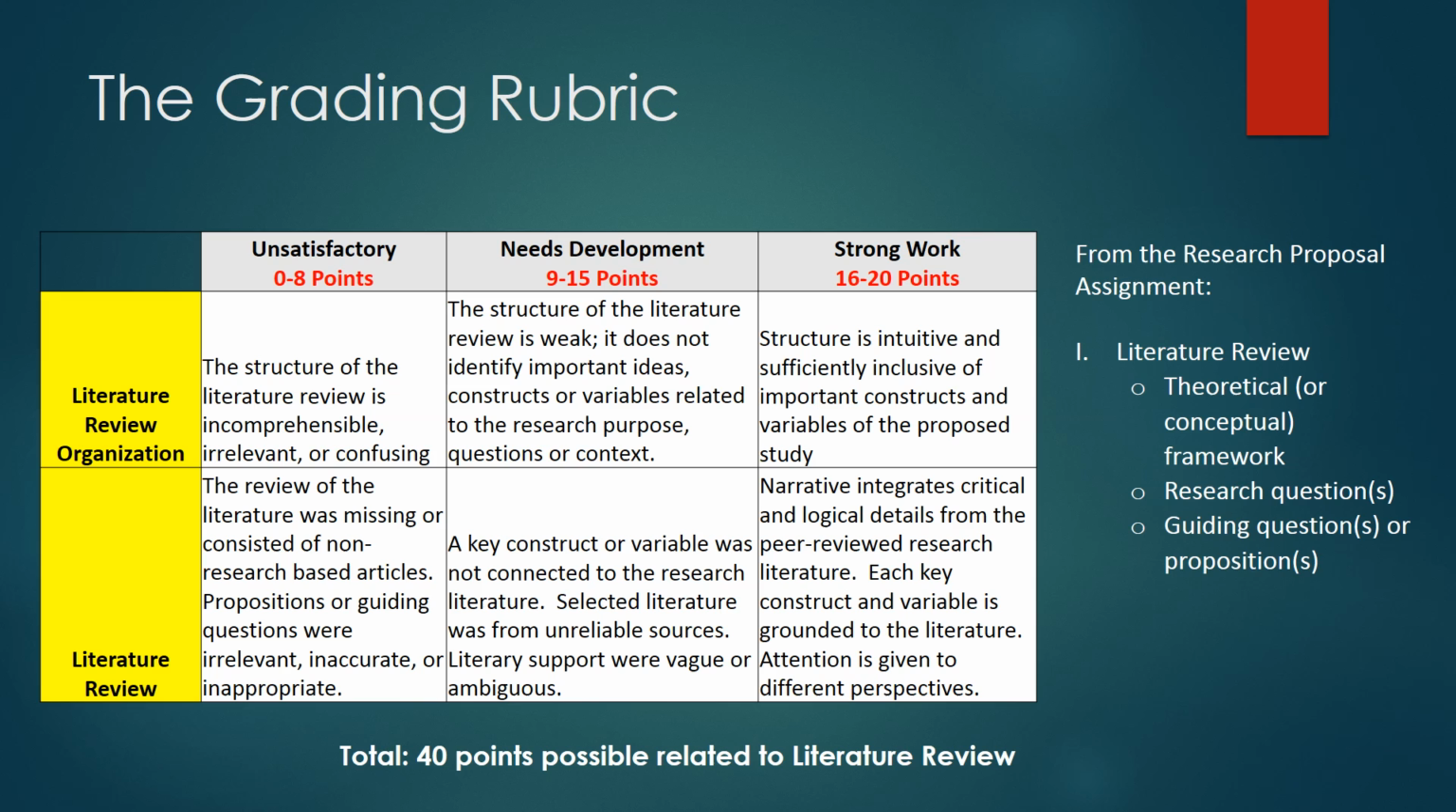If you've already taken a look at the research proposal assignment, it is provided for you on Blackboard. But the grading rubric is broken down by section, and then it's color-coded to help keep those sections together that are related. So there are two sections that pertain to the literature review. The first section pertains to the literature review organization. And I'd like to highlight the elements that are required in the research proposal assignment, and those are listed over here on the right-hand side of your screen.